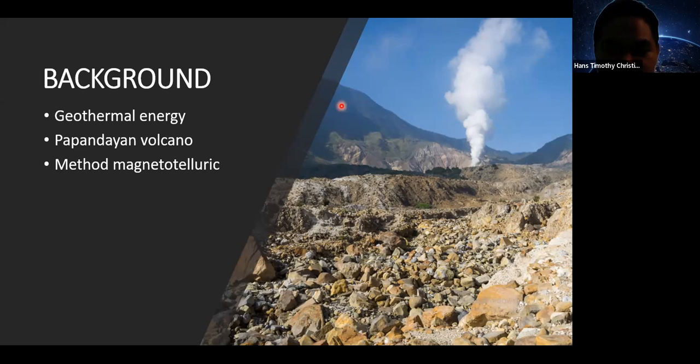in the ring of fire zone. Generally, geothermal prospect areas are in volcanic areas. Mount Papandayan is a stratovolcano located in Garut Regency, West Java. Some of the surface geothermal appearances, such as hot pools, hot mud, and hot springs, are found at the foot of the hills, as seen in Papandayan and its surroundings.